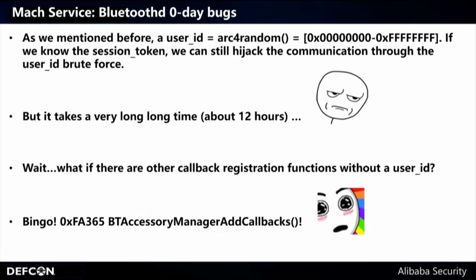So as we mentioned before, the user ID is a very, very large random number. If we know the session token, we can still try to hijack the communication through user ID brute force. But when I tried it, I found it would take a very, very long time, about 12 hours. So I don't think this is a good bug. So what if we can find some other functions without user ID verification? Yes, I found one. This function is called BT Accessory Manager add callbacks.